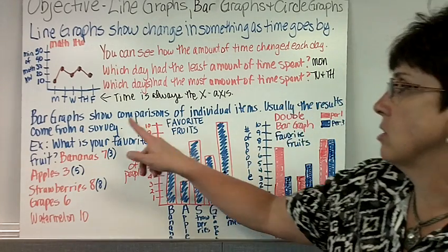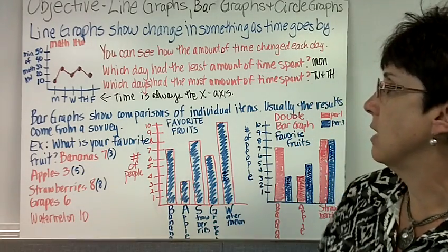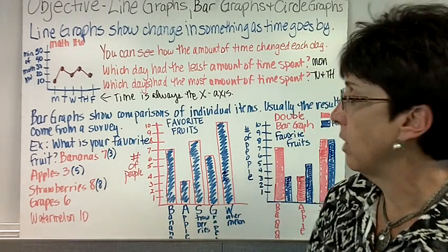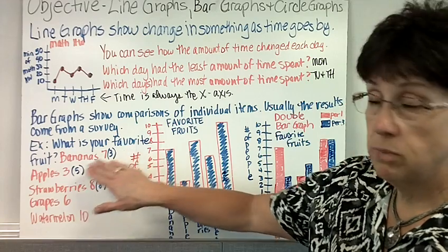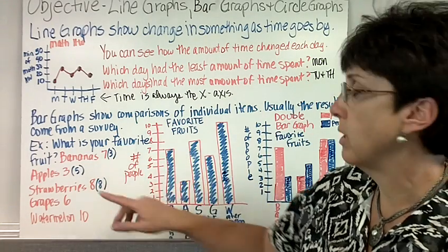Bar graphs show comparisons of individual items. Usually the results come from a survey. For example, if I said, what's your favorite fruit? Now, ignore the blue numbers for a minute because they're for this graph. So we're just looking at the red numbers right now.